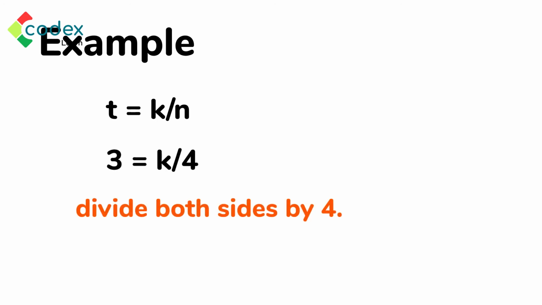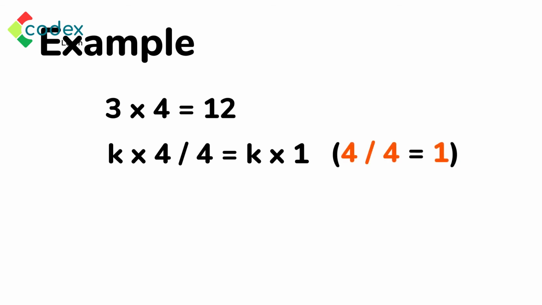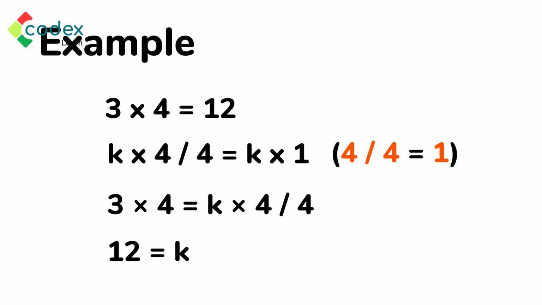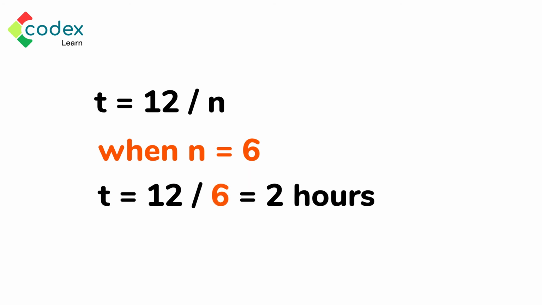If we multiply both sides by 4, we'll have 3 times 4 equals K times 4 divided by 4. 3 times 4 is 12, and K times 4 divided by 4 is the same thing as K times 1 because 4 divided by 4 equals 1. So 12 equals K. So K equals 12. So now you know, T equals 12 divided by N, and when N is 6, T equals 12 divided by 6 equals 2 hours.